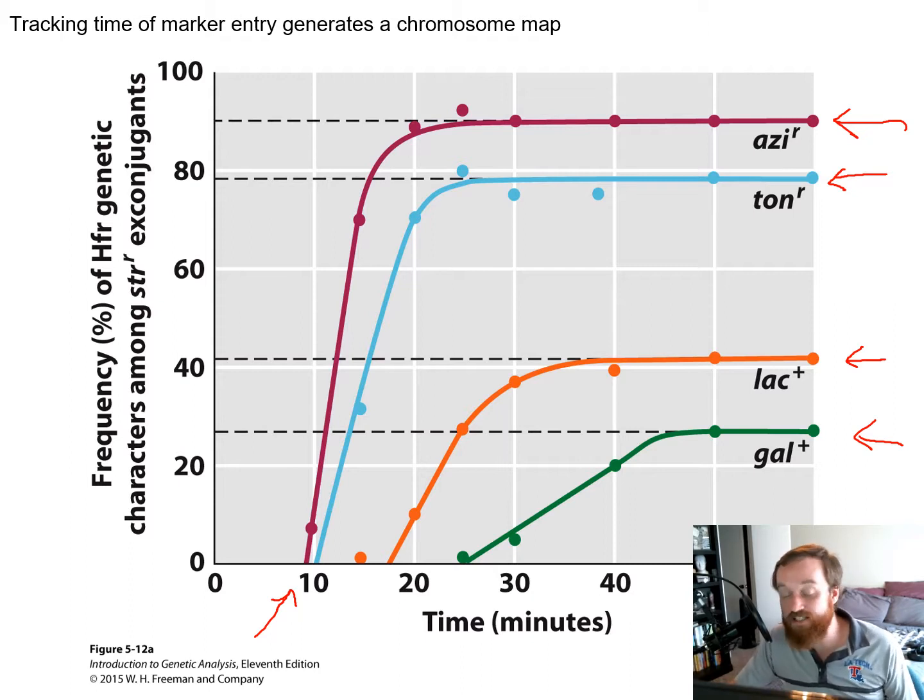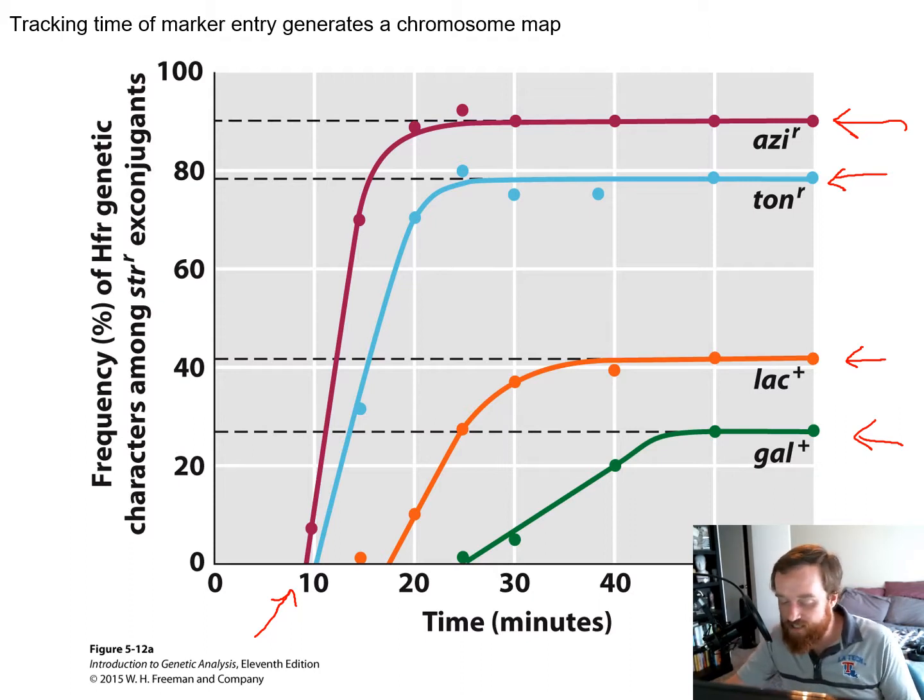And the reason for this is that even if we were allowing these conjugations to occur fully, there are unknown forces that cause these conjugations to break naturally. So they won't be conjugated forever, even if we gave them the perfect environment. Eventually these conjugations will break, and you never have an entire HFR chromosome passed to an F minus. It always dissociates before that.